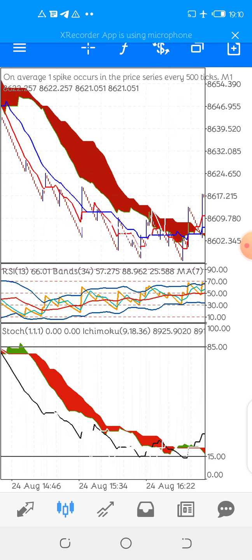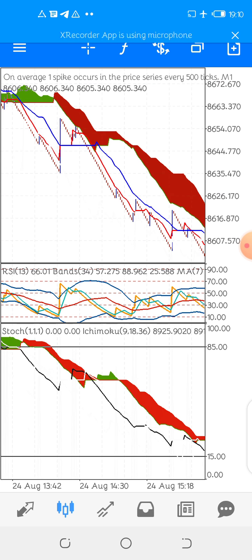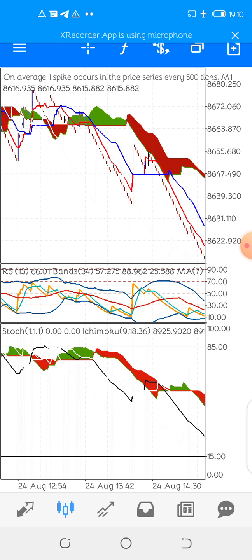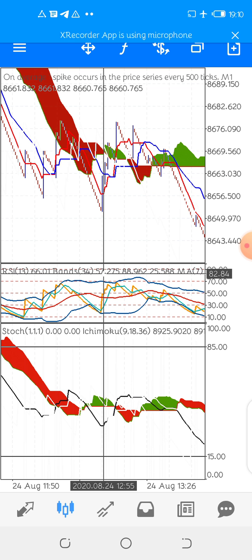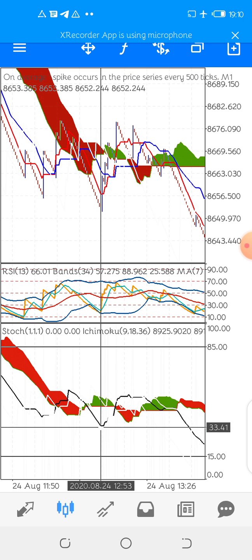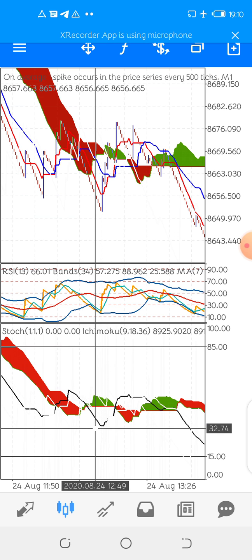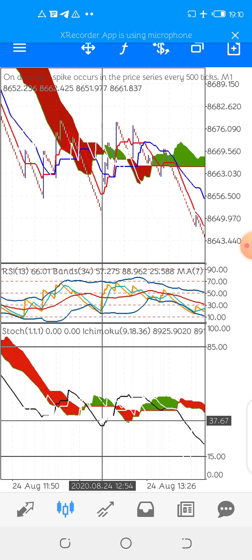So the essence of this cloud is to sift the fake signals for you. The essence of the breakout is to sift the fake signals for you. Okay, so come and see here again. While our Ichimoku is touching level 15 here, because when you scroll it to the front, it will touch level 15, which is oversold.